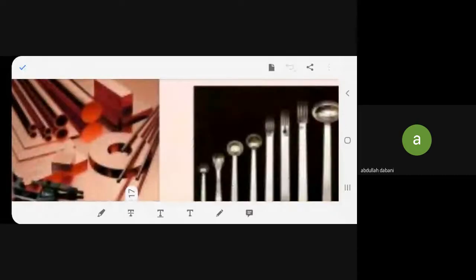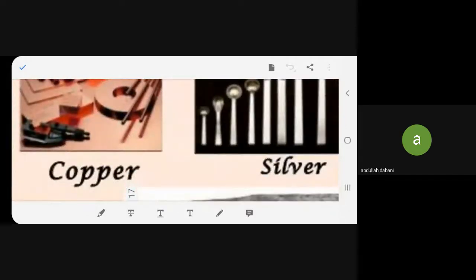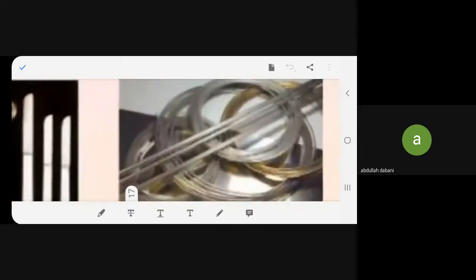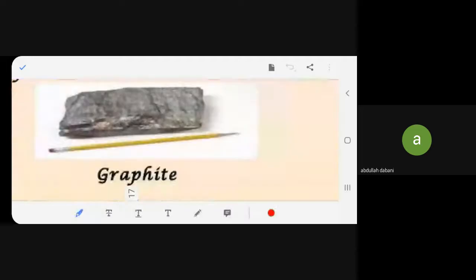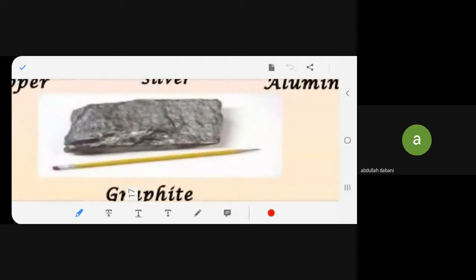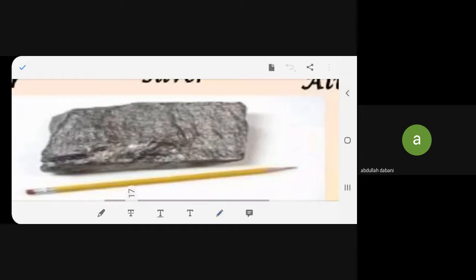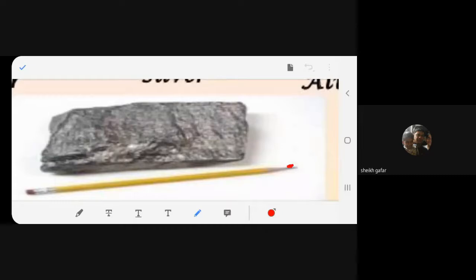Orange colored, can you see this? Orange colored. This is copper. This one is silver. This one is aluminum. These are graphite. Can you see this? And where do you get graphite? In the pencil. See here, this is graphite. The pencil tip is the graphite, okay? This is the graphite by which you write. It is carbon. Remember that. It is the allotrope of carbon.